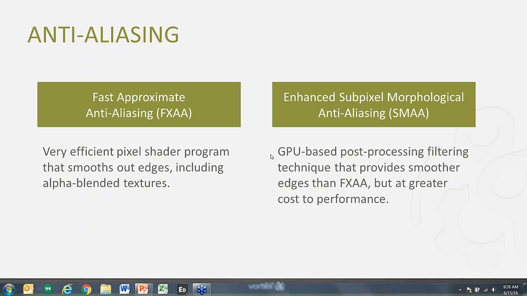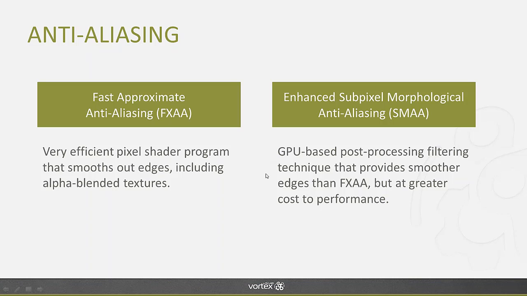The second one is called Enhanced Subpixel Morphological Anti-Aliasing, or SMAA, and this one is a GPU-based post-processing filtering technique. Now, it will provide smoother edges than with the FXAA, but it will have a slightly greater performance cost. It's still very efficient, but which one you use will depend on your simulation and your available resources.